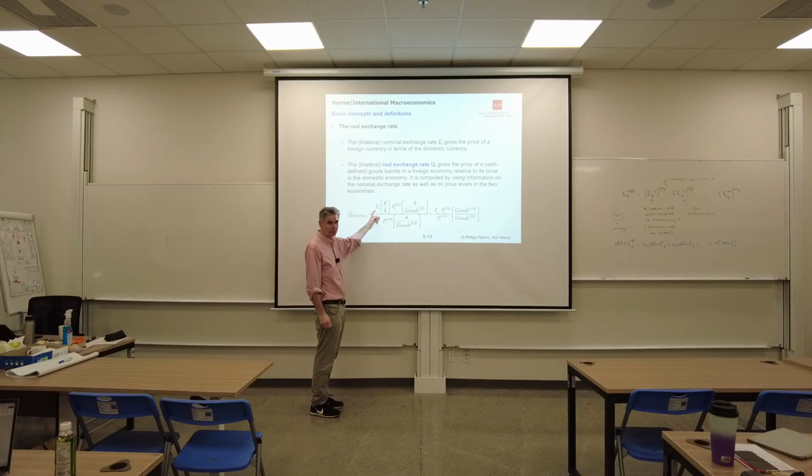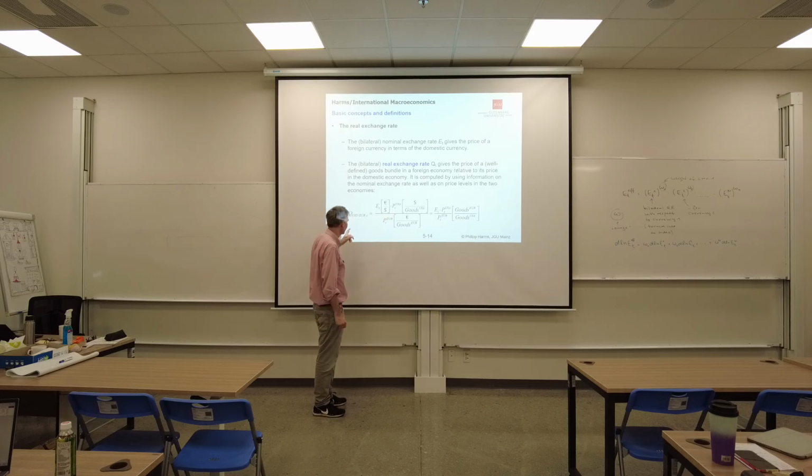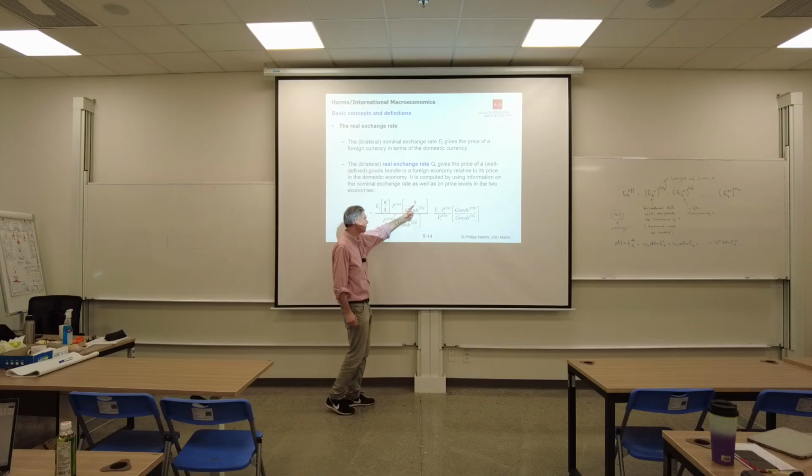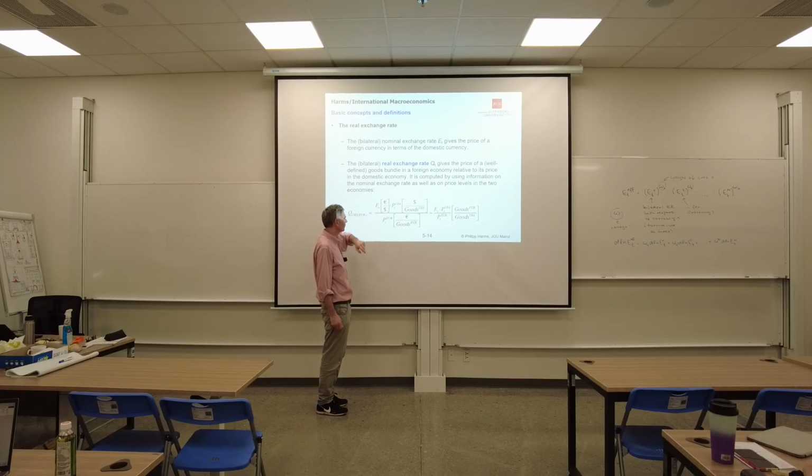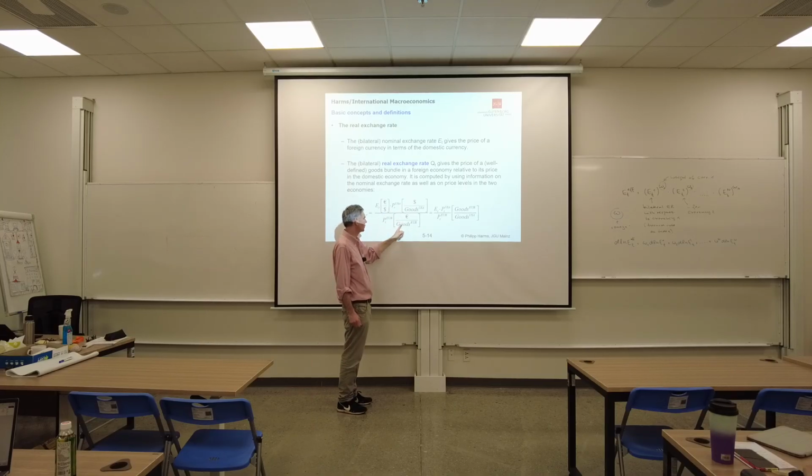You take the nominal exchange rate, euros per dollar, then you multiply by the US price level, which is dollars per goods bundle, and you divide by the European price level, which is euros per goods bundle in euro. Now, when you look at these units, you see that the euro cancels out, the dollar cancels out, and the goods bundle wanders into the numerator.